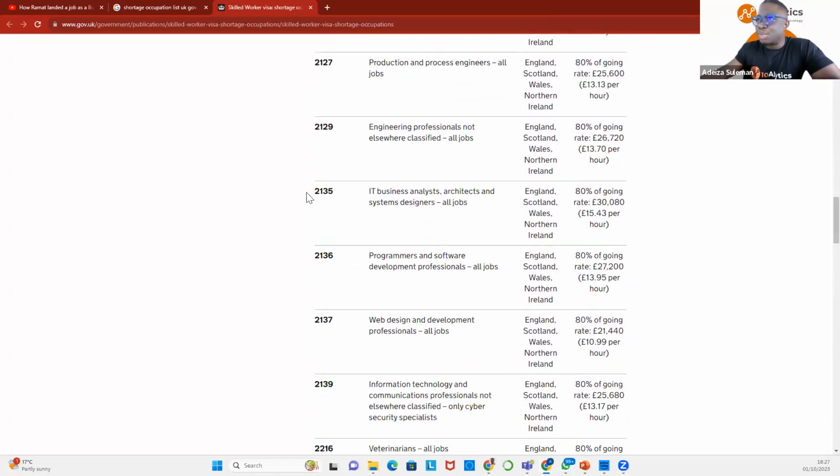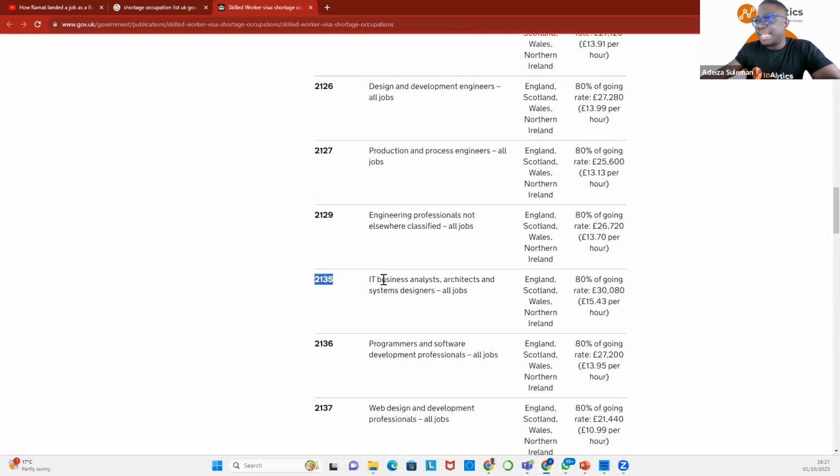All right. So 2135. For those getting into tech in the UK, 2135 is a very good place for you to look at. IT business analysts, architects, and system designers. So this 2135 as a business analyst, number one, you're high in demand. Number two, automatic 20 points on the skilled worker visa transition. Very important for you to know.